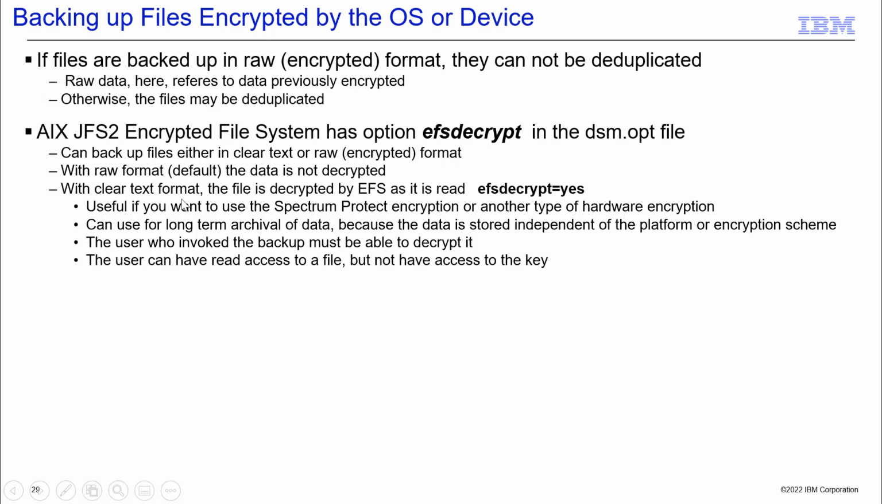If you set this to clear text format, then the file is going to be decrypted by EFS as it's being read by Spectrum Protect to do its backup. And so this is useful if you want to use the Spectrum Protect deduplication and encryption that's built into our server, or you want to use some other type of hardware encryption on your backups. Another reason you might want to unencrypt it is if you're going to be storing that data for long-term archive or long-term retention in Spectrum Protect, you probably want that in clear format. You don't want to have to worry about accessing keys to be able to unencrypt it once it's been restored back to your operating system.